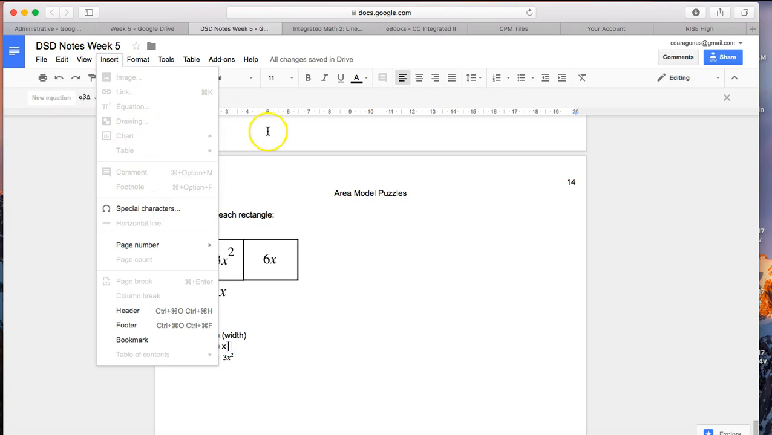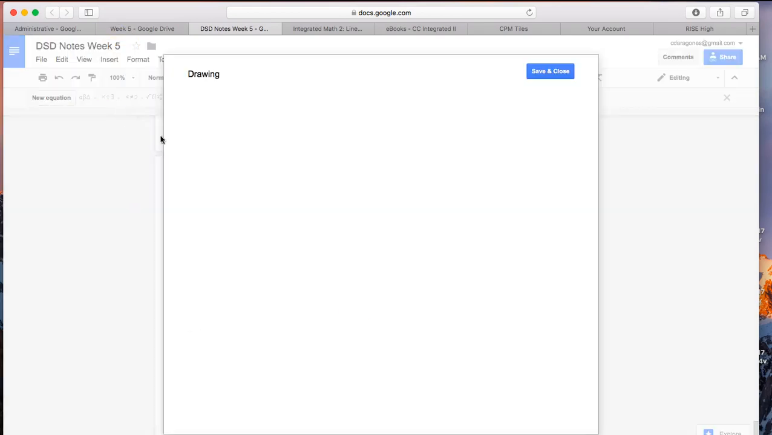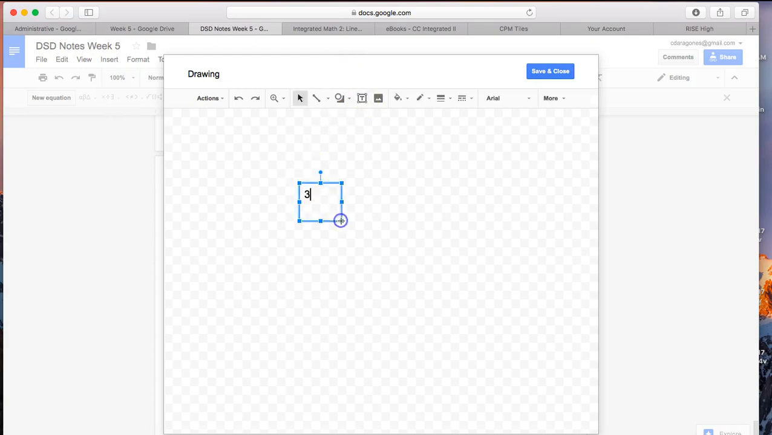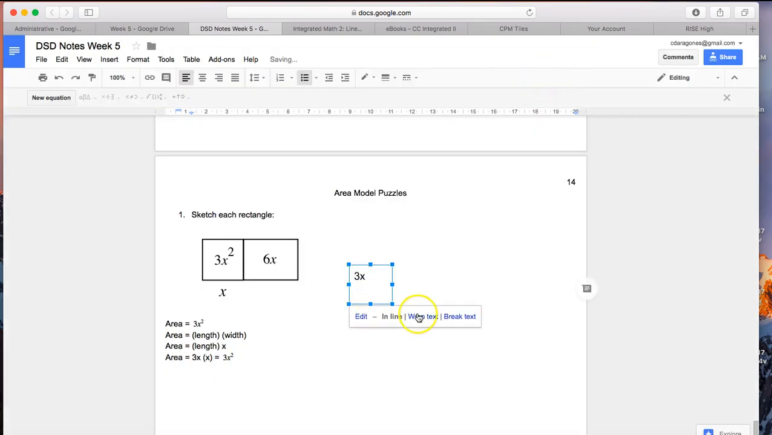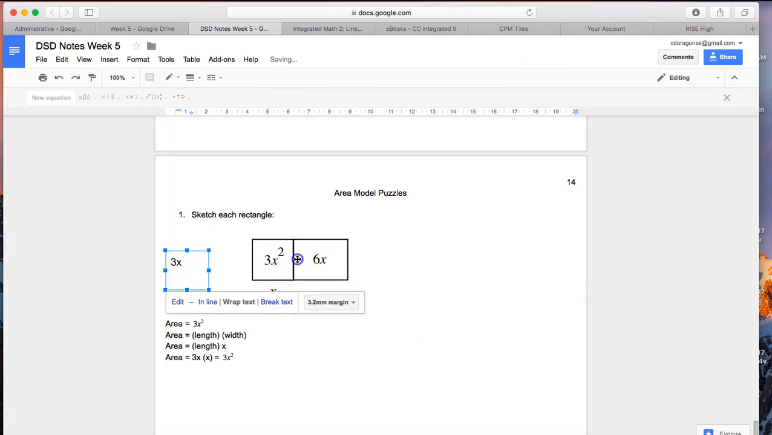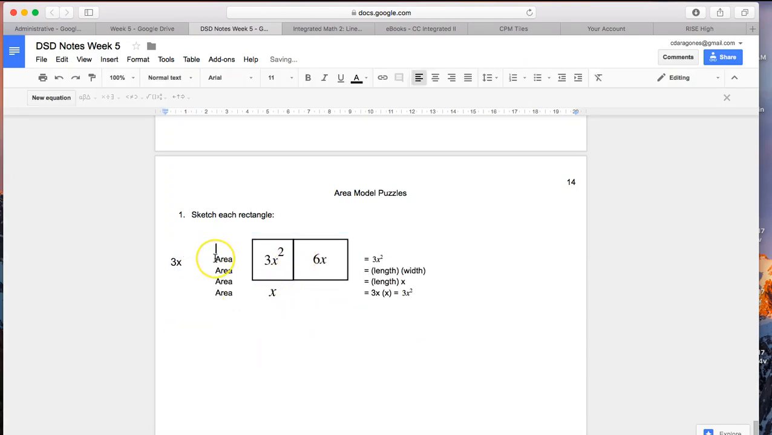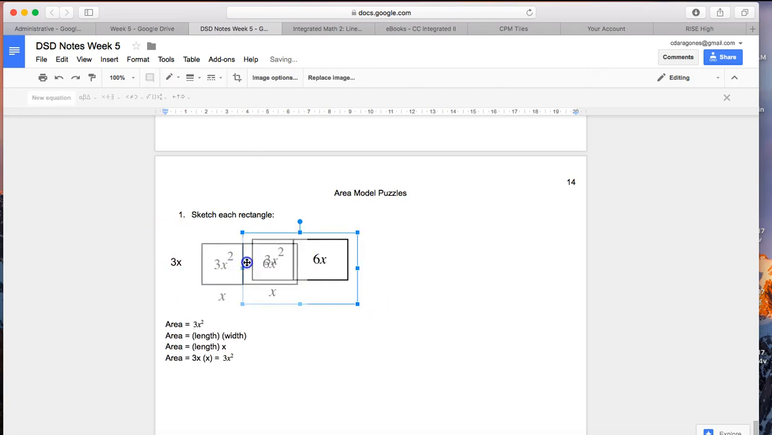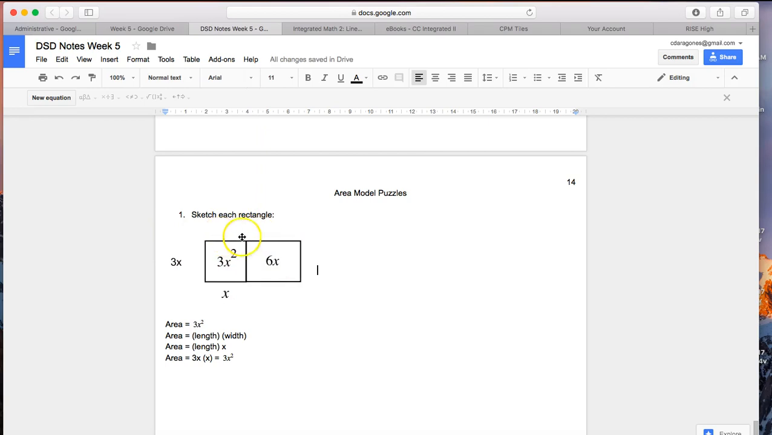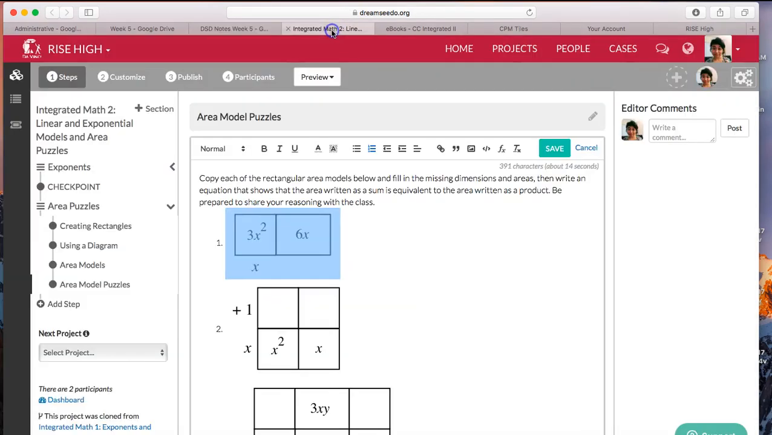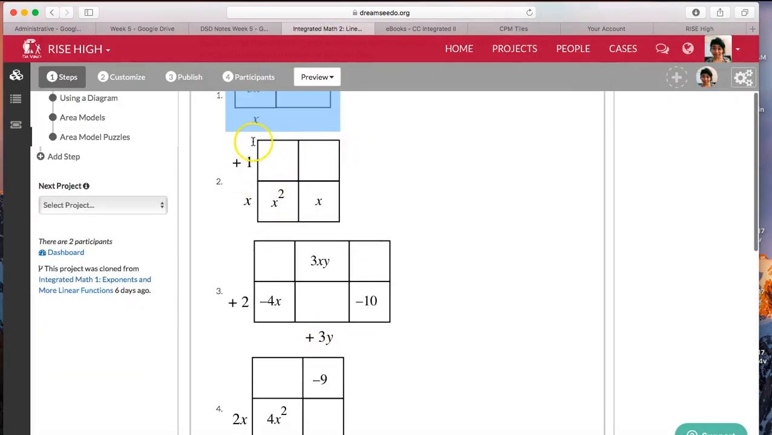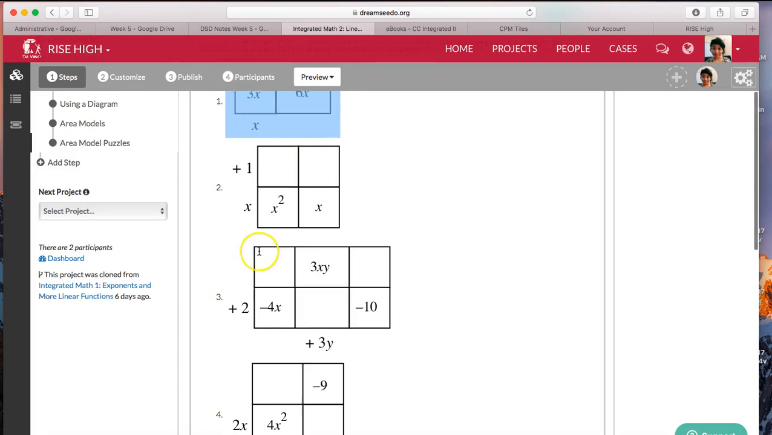So let's put that in there. Okay. So your job is to fill in the rest of the missing dimensions. So I don't know the length and the width of this. If the area of the square is missing, so for example, in this one, the length is given to you, but you don't know the area of the whole rectangle or the area of this missing square. And so you also have to fill that in. So that's your first thing.